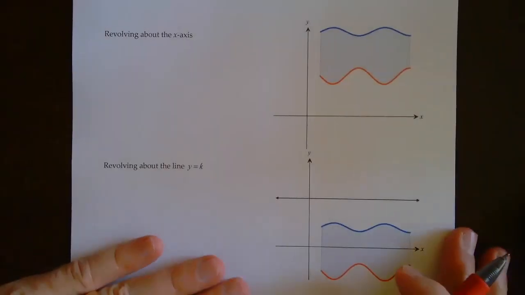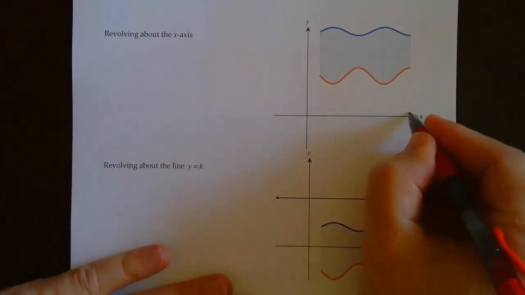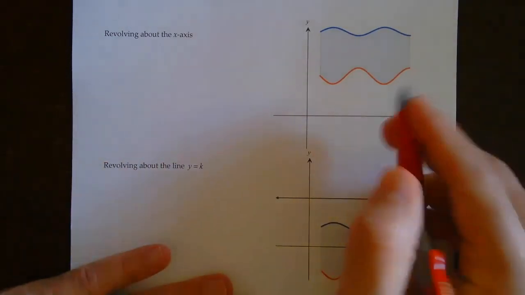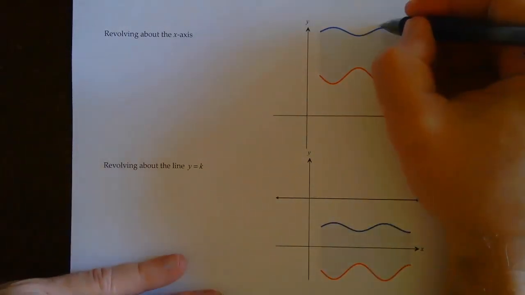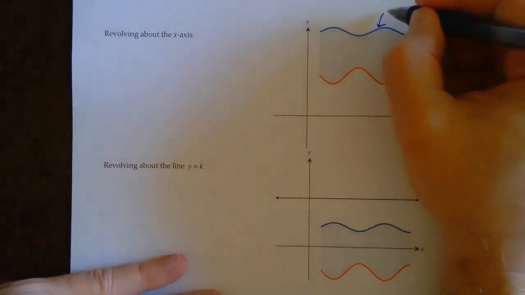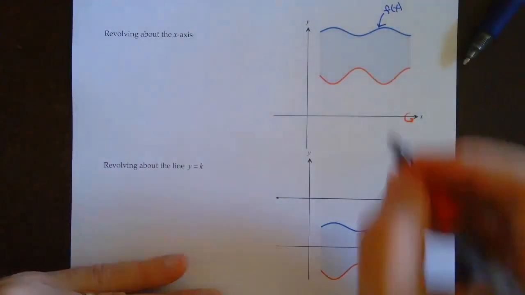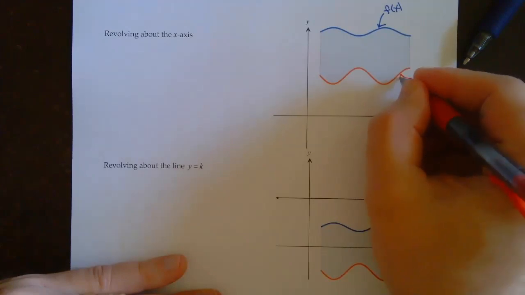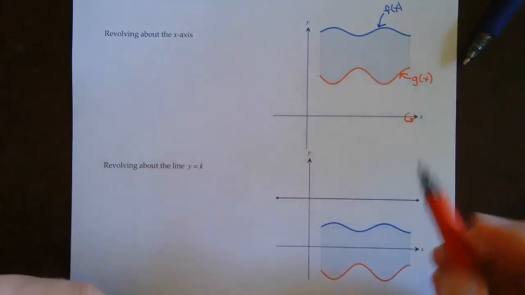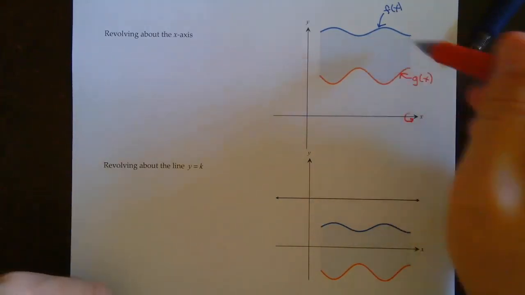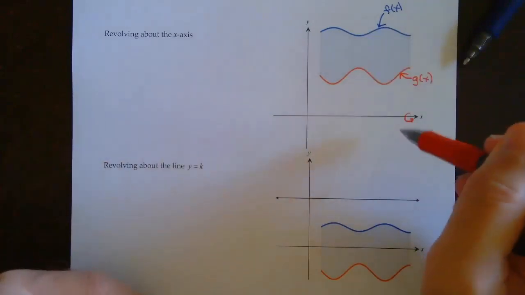For this one right here, we're going to revolve about the x-axis. So we're going to rotate around this, and we're going to rotate this shaded region. This top curve right here, the blue one, we are going to call f of x. And this red one right here, we're going to call g of x. We're talking about the area in between, and we're going to rotate it about the x-axis.